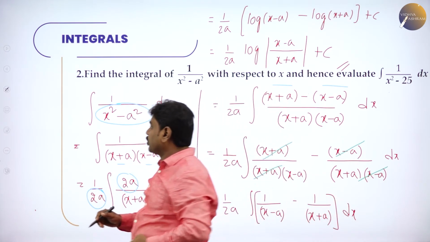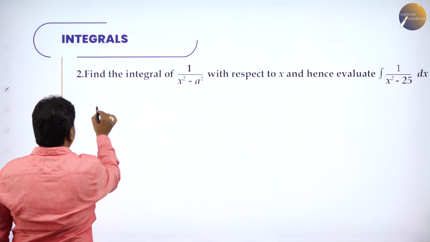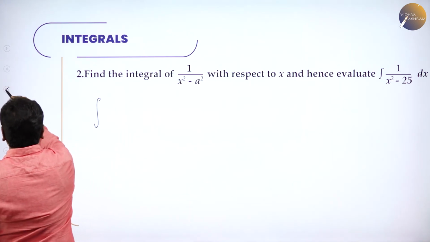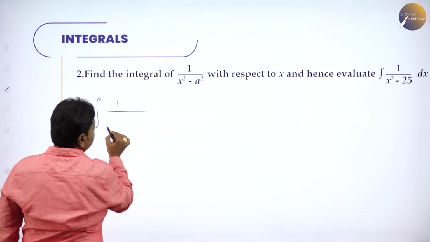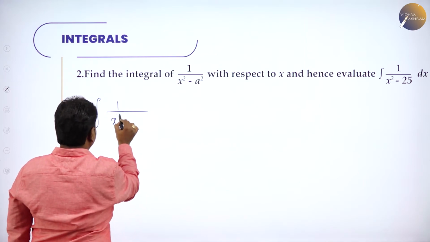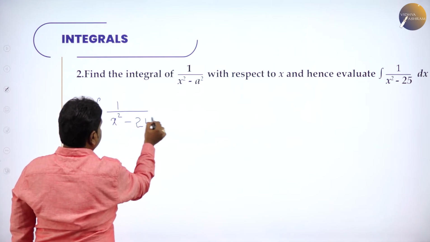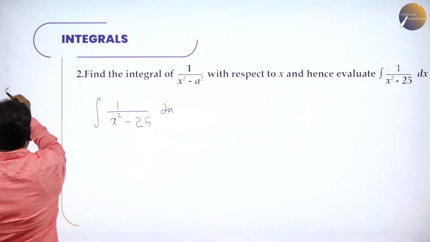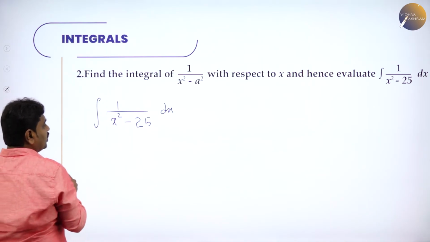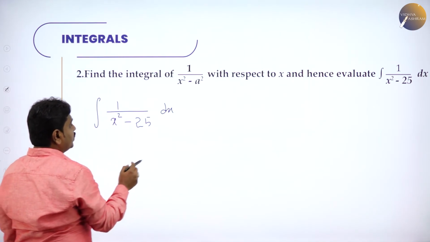So now we'll go to the problem. What is the problem they give? Integral of 1 divided by x square minus 25 dx. This is the question. I want you to evaluate this. Hence evaluate means use the formula. So you know right now you learned the formula.